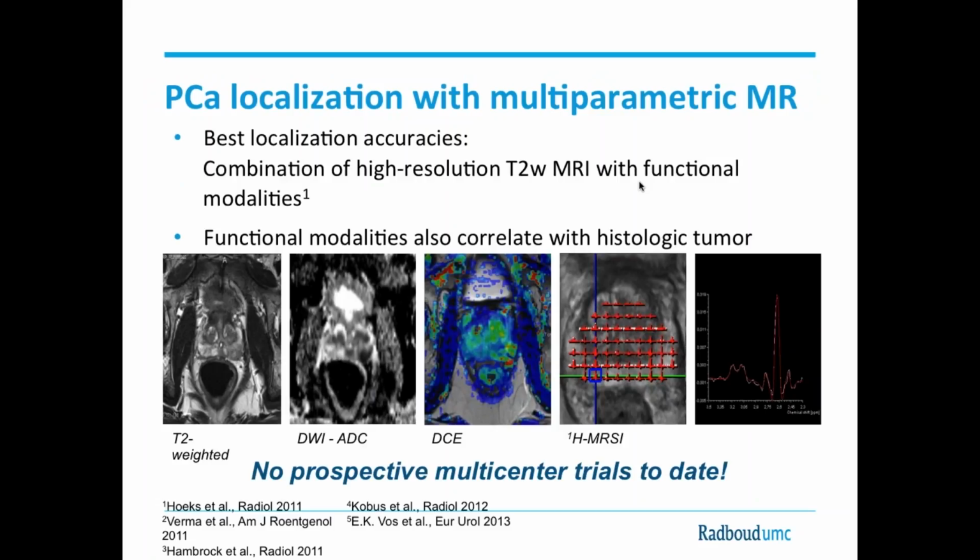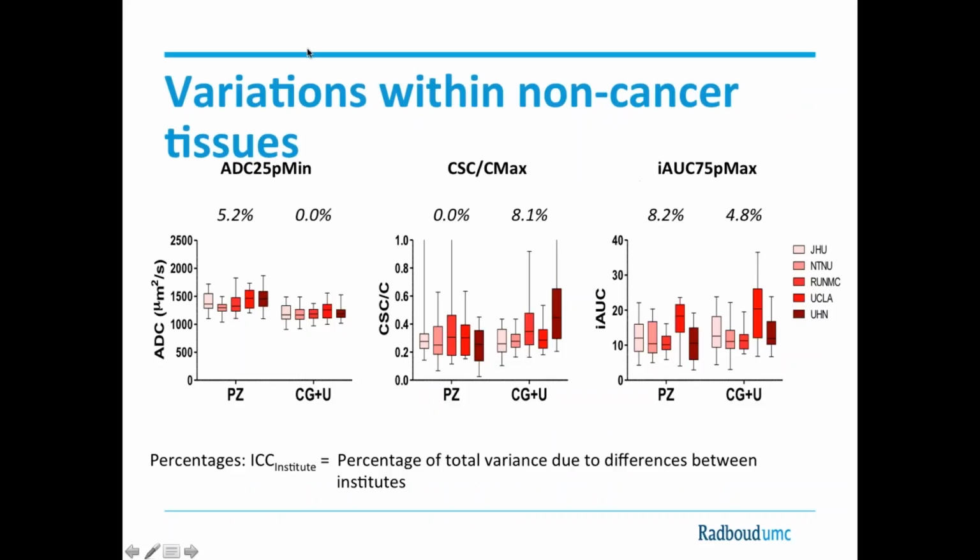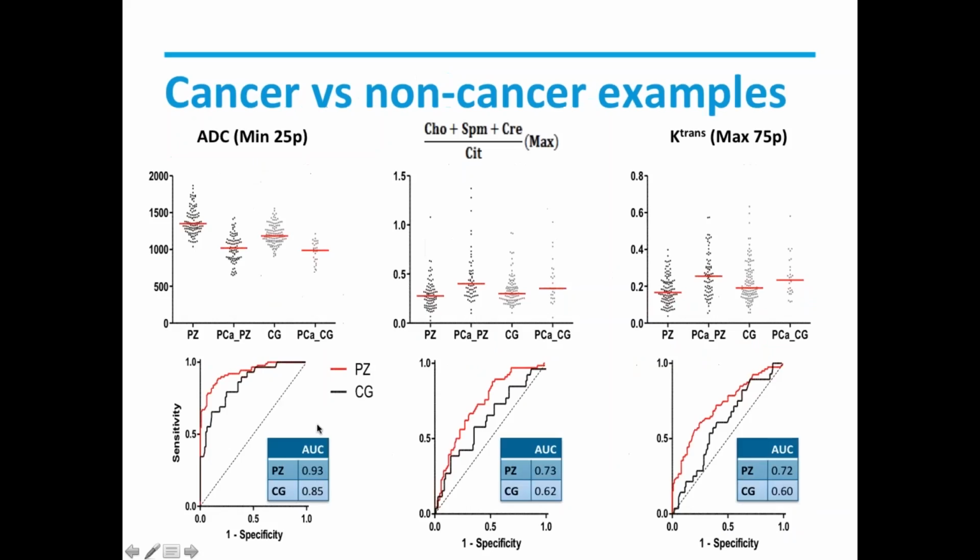So if we look at the localization accuracies using MP-MRI, there are actually no prospective multi-center studies yet available. We're now analyzing data from a multi-center study in which we applied all those techniques: T2, diffusion, perfusion, and spectroscopy was part of the trial. What we found is that the ADC, so the diffusion-weighted imaging, has the most promising result so far. If we look at the peripheral zone and the transition zone, the highest area under the curve is obtained using diffusion-weighted imaging compared to MR spectroscopy or even perfusion MRI. So that also gives arguments for only using T2 and diffusion, of course.